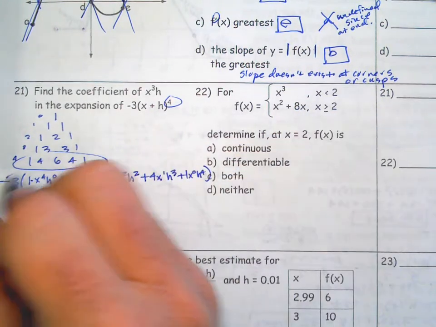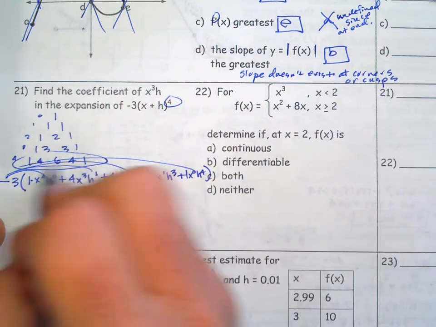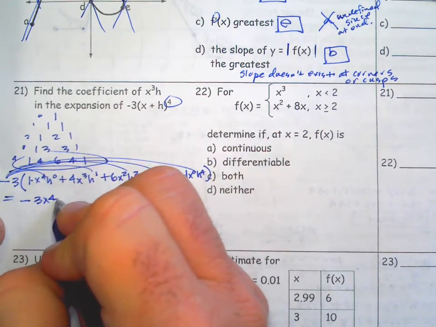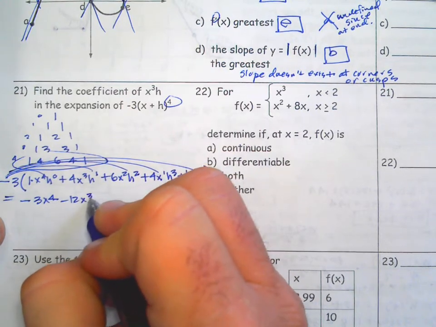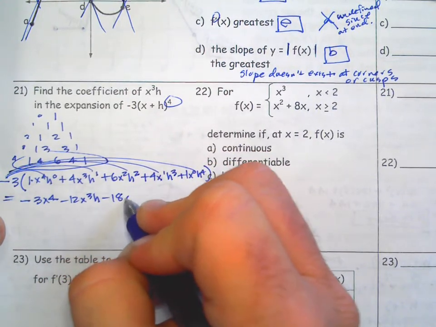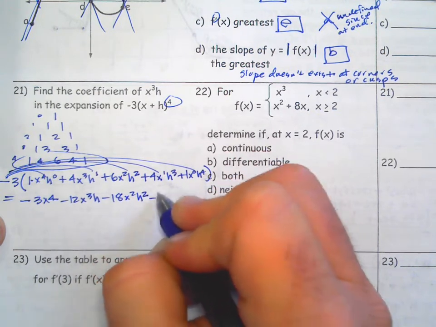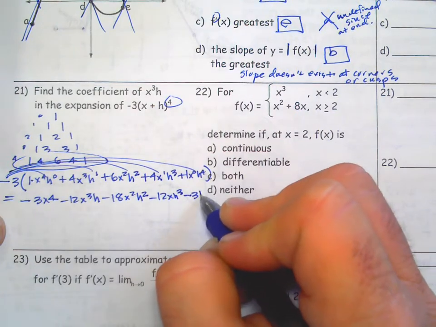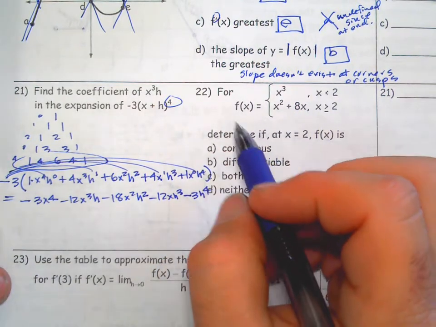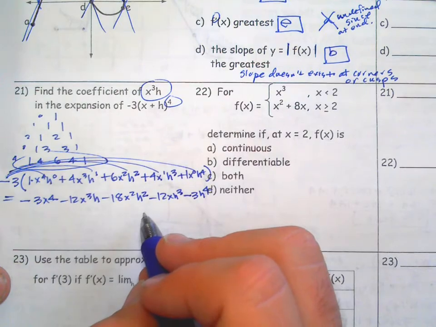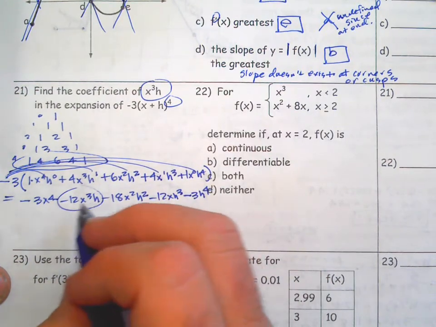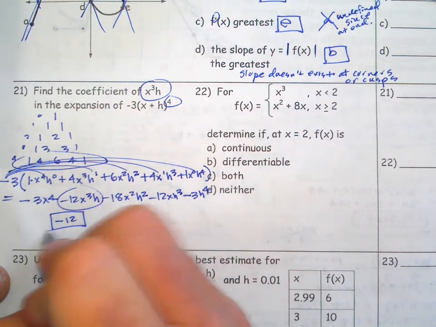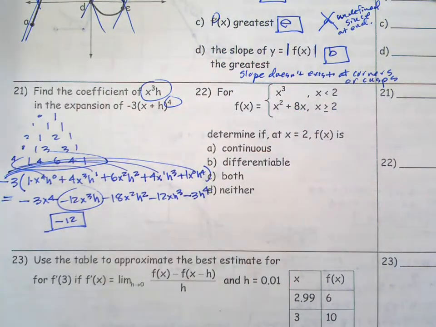All right, and then we got to distribute this in to all of these. So this would be 3x to the fourth minus 12x cubed h minus 18x squared h squared minus 12x h cubed minus 3h to the fourth. So we want the coefficient of the x cubed h term. So I guess we didn't have to do all of it. We could have stopped there. The coefficient's just the number in front. Okay. Anyways, a little practice with Pascal's triangle.